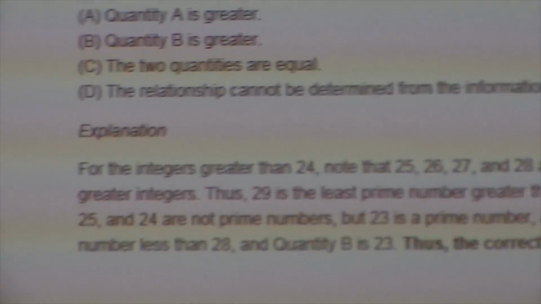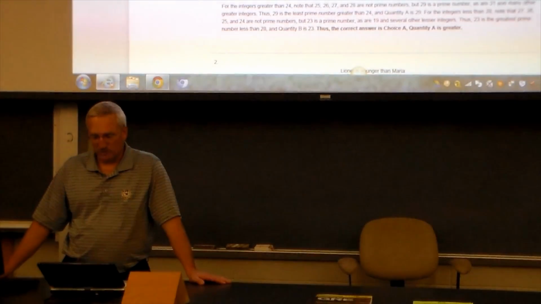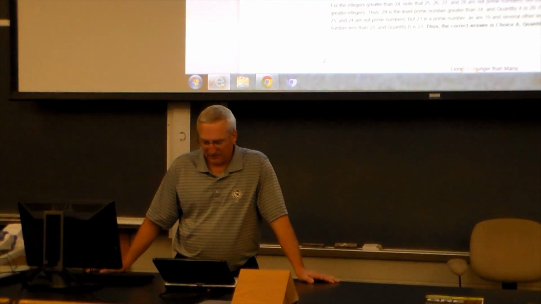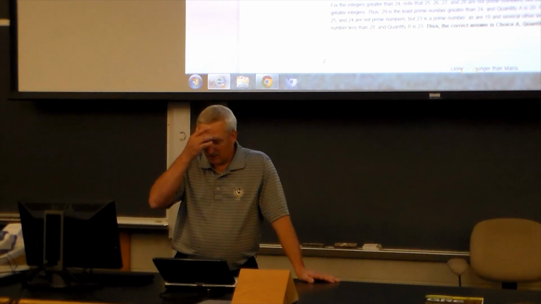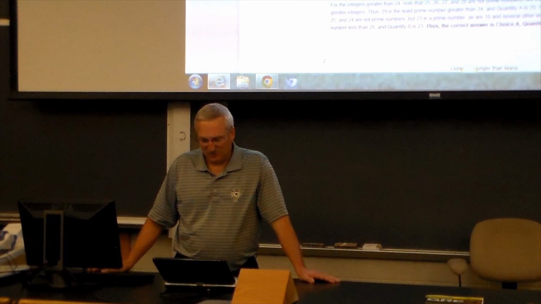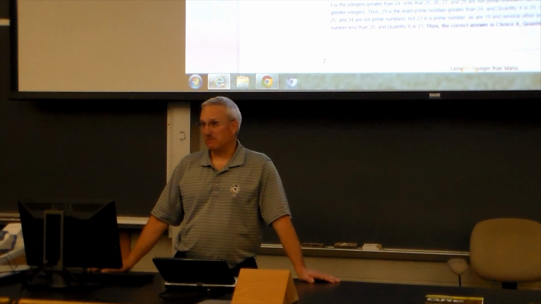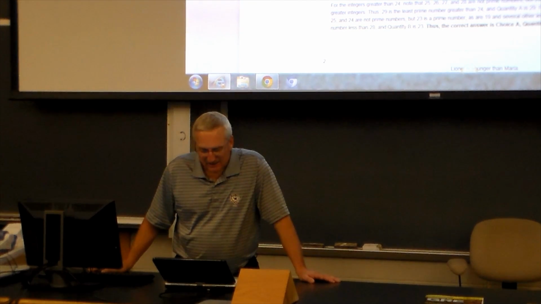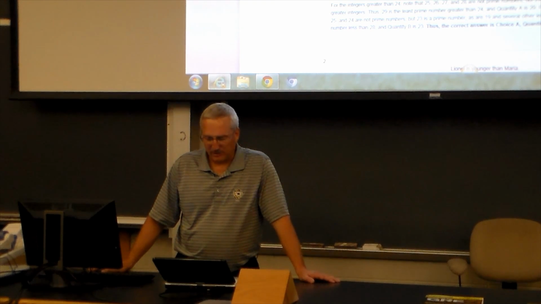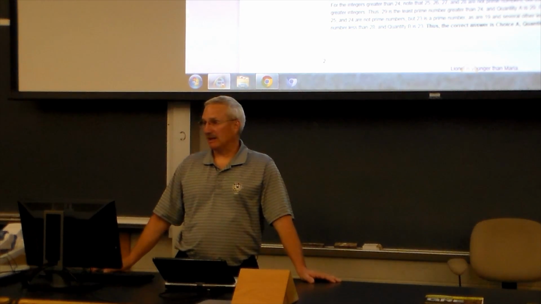Here's what they say. Their explanation says, for the integers greater than 24, note that 25, 26, 27, and 28 are not prime numbers. They're numbers that can be divided by values other than one and themselves. But 29 is a prime number, as are 31 and so on. So 29 is the least prime number greater than 24, and that's the value for quantity A. For the integers less than 28, note that 27, 26, 25, and 24 are not prime, but 23 is. So the value for quantity B is 23. Notice that 29 is greater than 23, so quantity A is greater than quantity B. That's one of the types of questions you could be looking at.